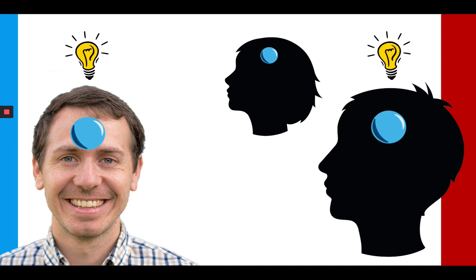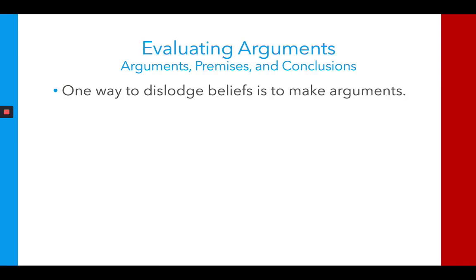Sometimes we use other kinds of methods, right? We can appeal to emotions. We can do other things. We can put peer pressure on people. Those are all ways of convincing. But the best way, the way that philosophers think is the really valuable way, is through careful reasoning. So how do we dislodge these beliefs? As I've already hinted at, right, the way to do it is to make arguments.